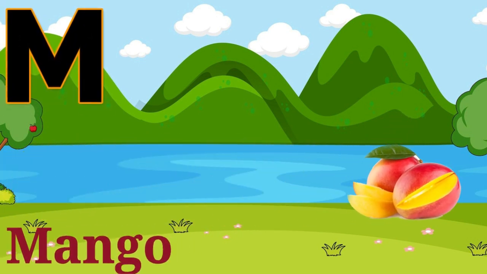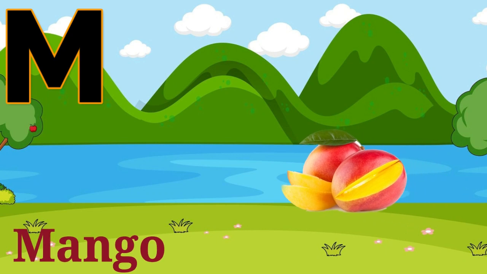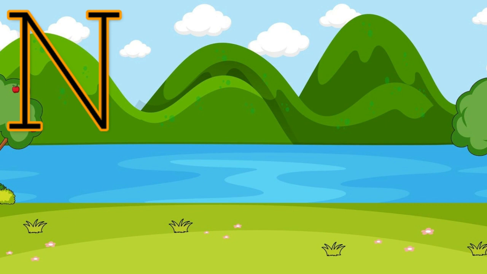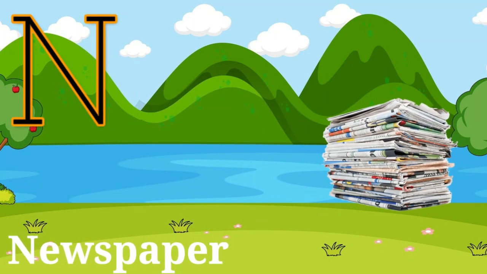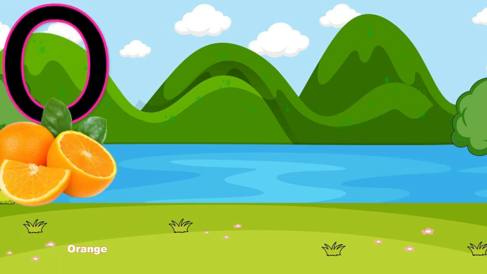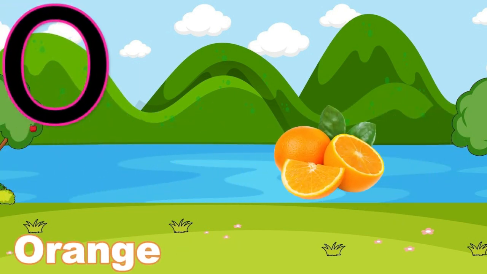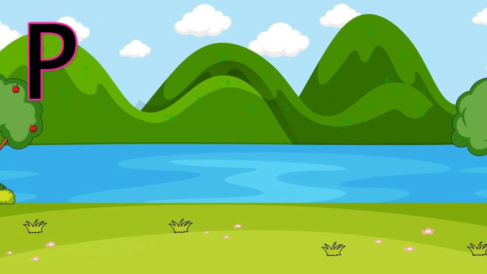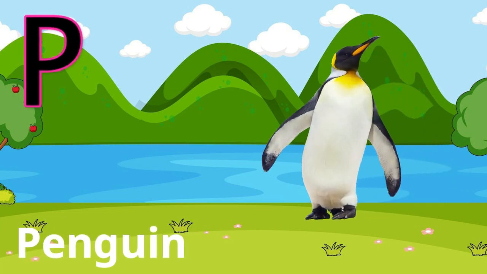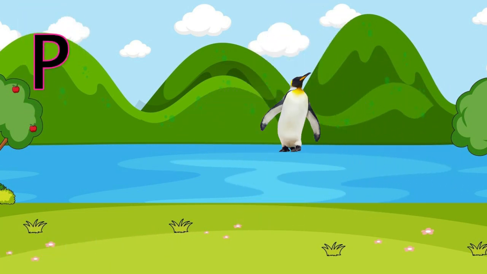M for mango. N for newspaper. O for orange. P for penguin.